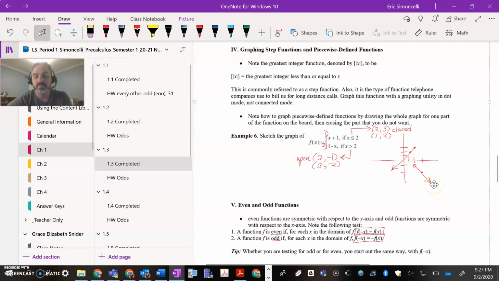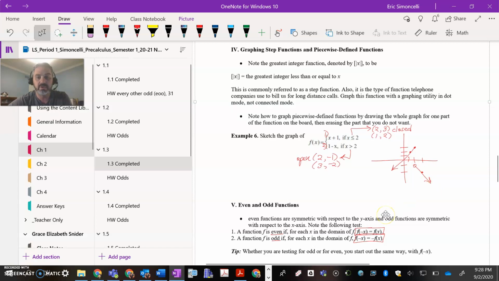There's the second piece. And notice, again, I don't have the left side of the graph. In other words, if it were a full line, you would then erase that piece because you only want the graph of x greater than 2. Open circle, and then graph down and to the right.